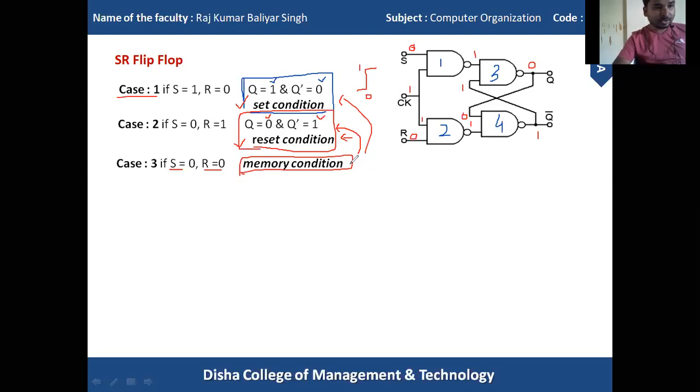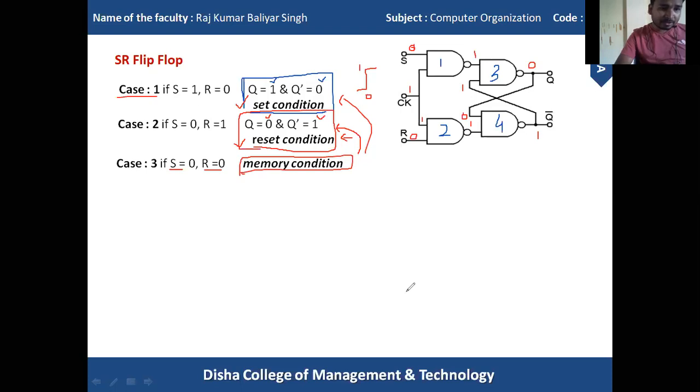So I can say, in a general sense, if there is no signal to this device, whatever result is present remains until we supply a new value at the input side. So that is called the memory state.